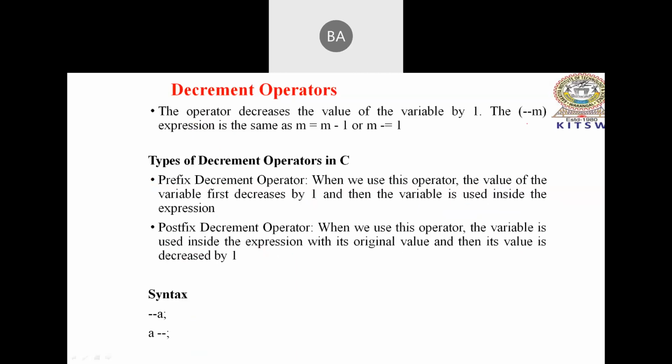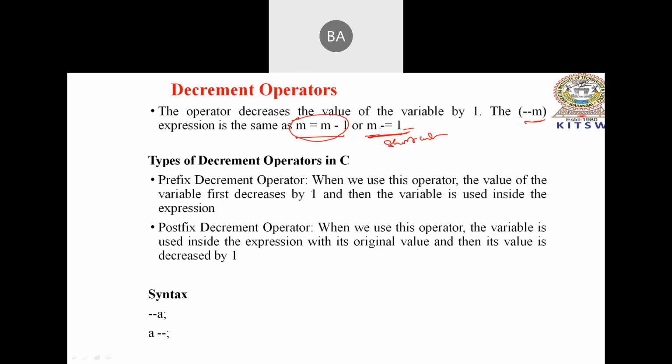Okay. So similarly, the decrement operator. If you write minus minus m, it is equivalent to m is equal to m minus 1 or m minus is equal to 1. So this is a short form, a shortcut operation. We can say it is a shortcut. So m is equal to m minus 1, we can write it as m minus is equal to 1. Both are equivalent. Both are the same.